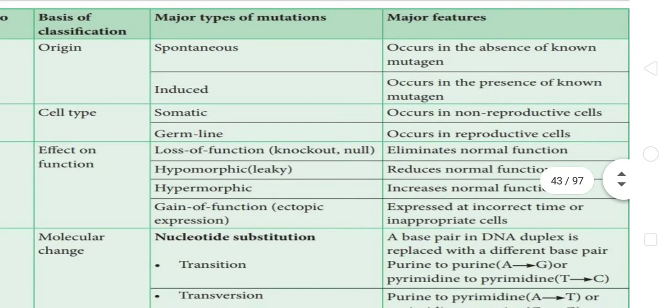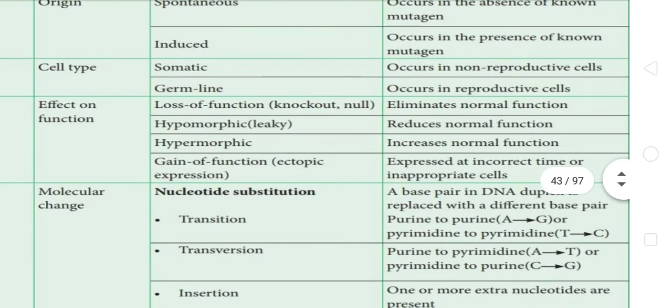And second, based upon cell type. In any living organism, we have two types of cells: one is the somatic cell and the other is the germline cell. Somatic cells are non-reproductive cells. If the mutation occurs in a body cell, we call it a somatic mutation. If it occurs in a germ cell, we call it a reproductive mutation. And what are the effects of this mutation?